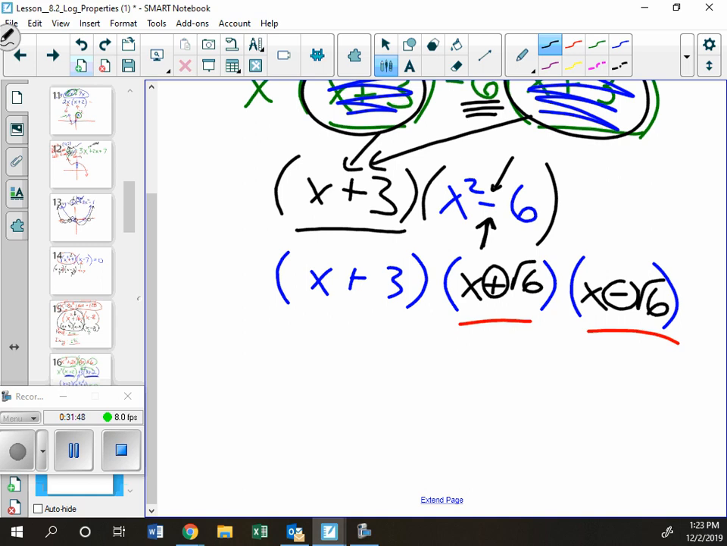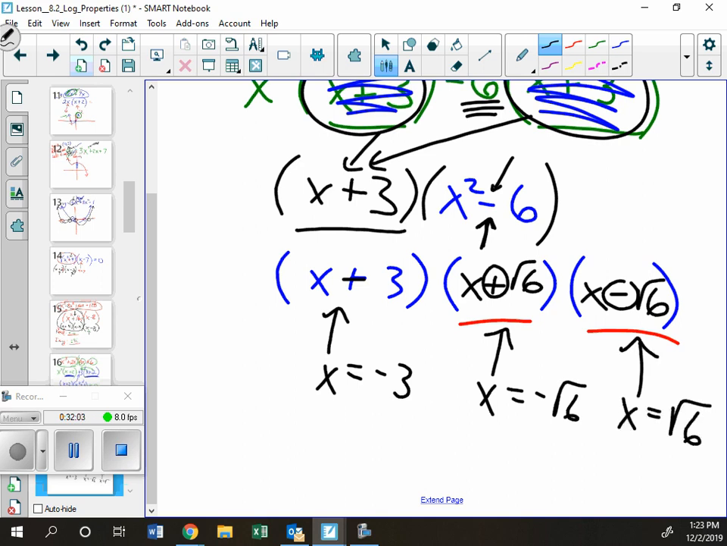In fact, that means I have 3 real roots. One of them's at x equals negative 3. One of them's at x equals negative square root of 6. And one of them's at x equals positive square root of 6. Those are my 3 real roots. There aren't any imaginaries. So on the test, on the imaginaries blank, you would have put none. There were no imaginaries. There's 3 reals. Okay, good catch.